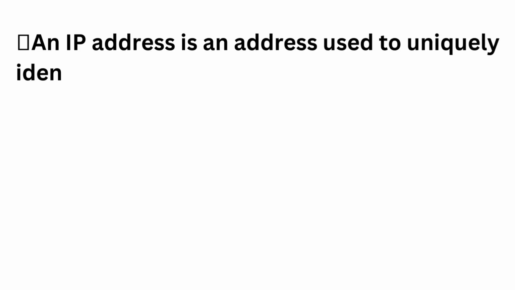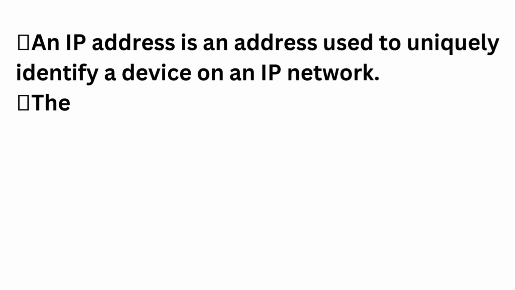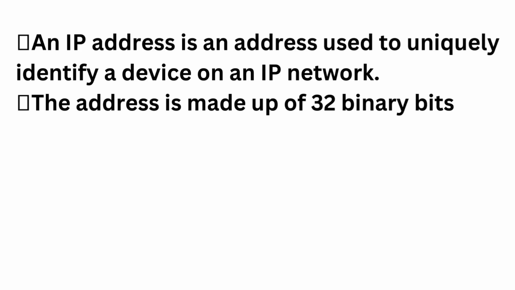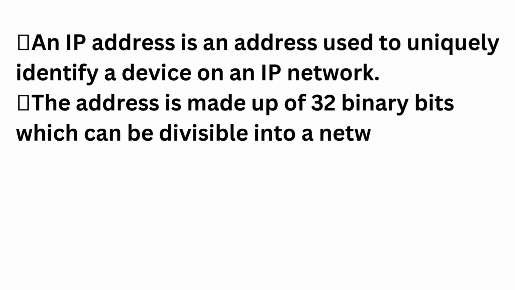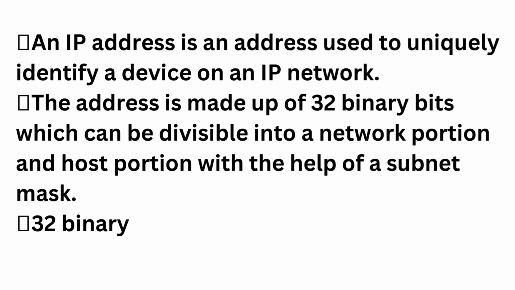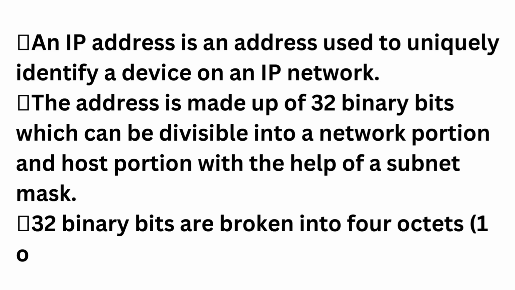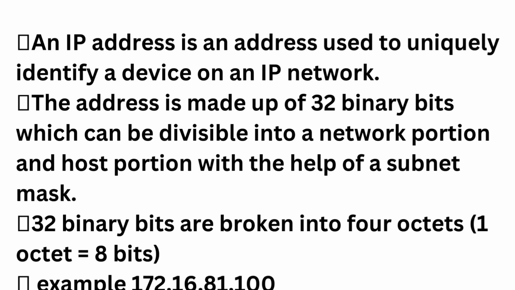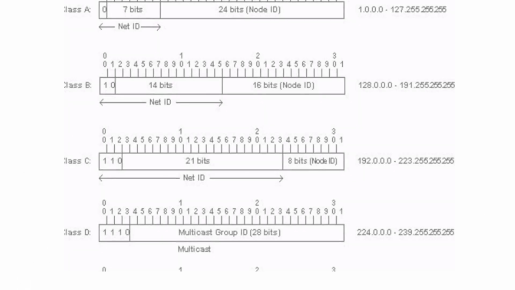An IP address is an address used to uniquely identify a device on an IP network. The address is made up of 32 binary bits, which can be divisible into a network portion and host portion with the help of a subnet mask. The 32 binary bits are broken into 4 octets, in dotted decimal format, as shown in the figure.